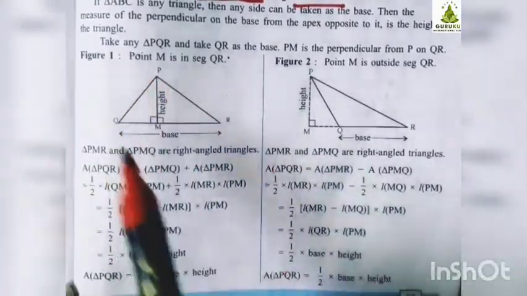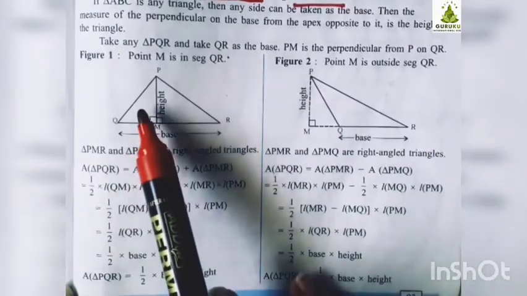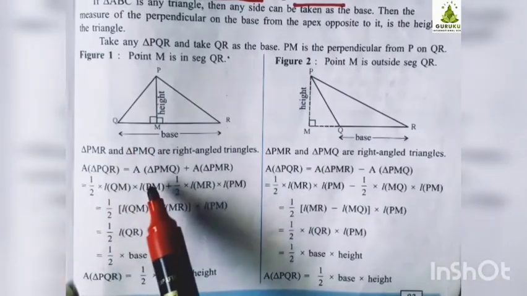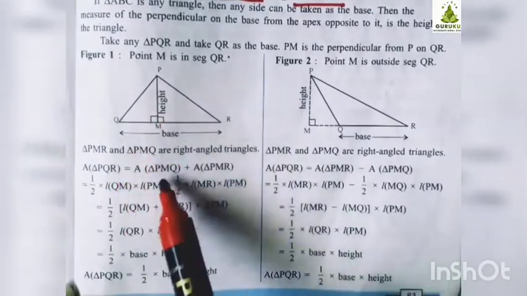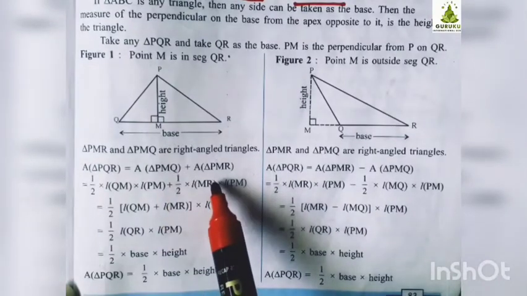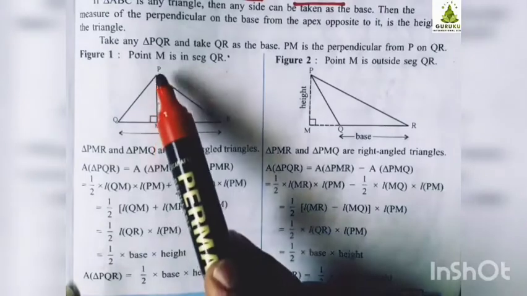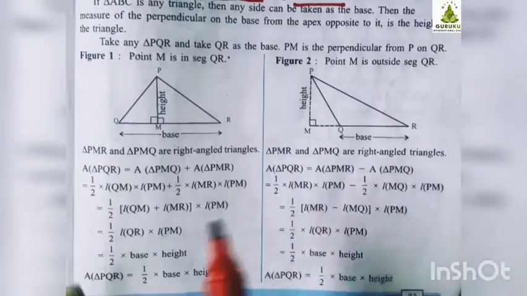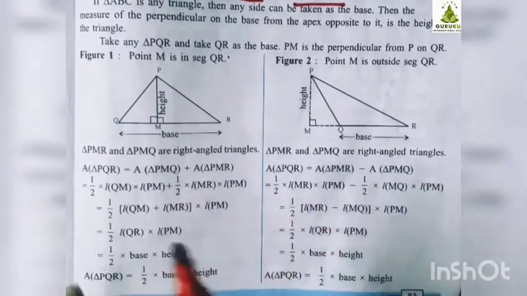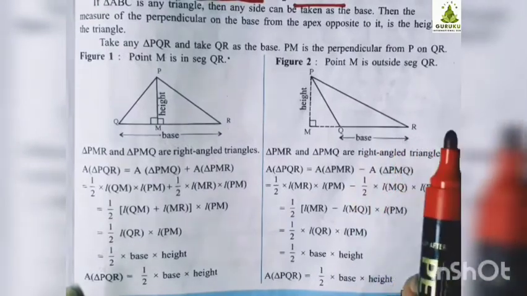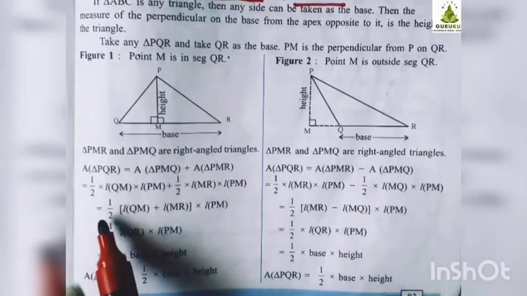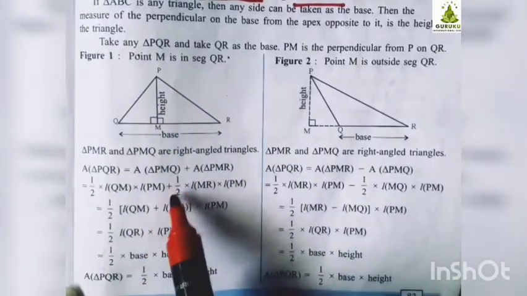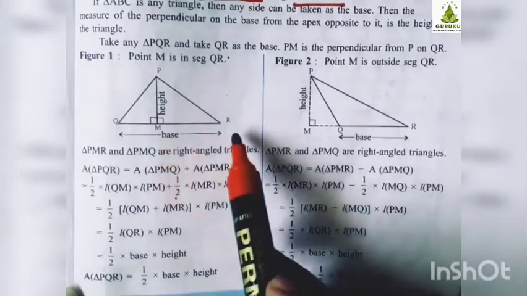Okay, so this total area can be found if you know the area of this triangle and this triangle. So area of triangle PQR is equal to area of triangle PMQ plus area of triangle PMR. Now you see that PMQ and PMR are right angle triangles, and we know the formula for a right angle triangle: half into the product of the sides forming the right angle. So what is written over here is half into QM and PM plus half multiplied by MR and PM.